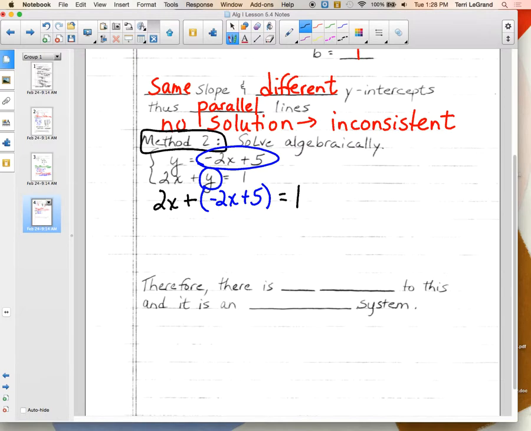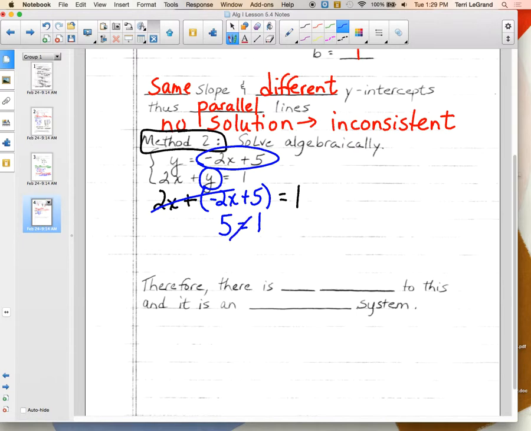Are those parentheses playing an important role in this one? No, because there's addition in front of it and there's no other number, right? So we can just ignore them. So what's 2x plus negative 2x? They actually cancel each other out, don't they? So what do we end up with? 5 equals 1. True or false? False. 5 does not equal 1.